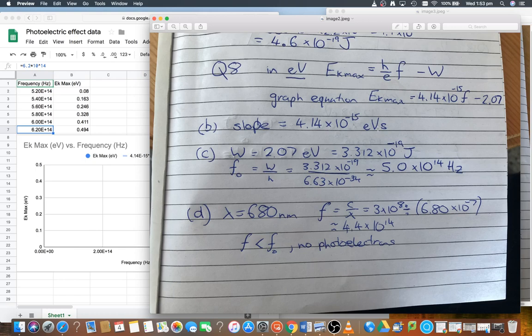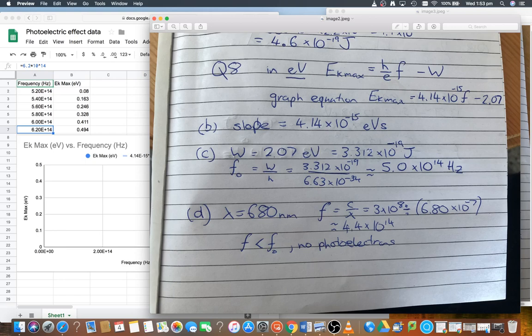If you multiply by the charge of the electron, 1.6 times 10 to the minus 19, you get 6.624 times 10 to the minus 34. So you're pretty close to Planck's constant, correct to some figures anyway. Now you can get the work function from the y-intercept, as we did in the previous question. And I'm going to convert that to joules for this question.